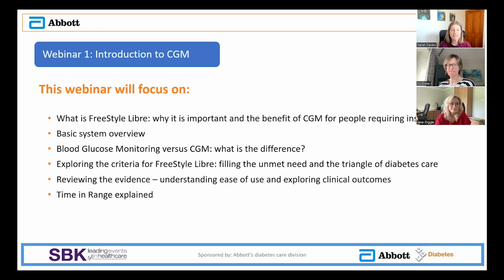We'll talk about the criteria for FreeStyle Libre, and we're going to talk about the triangle of diabetes care. What are we trying to achieve? Improving glycemic control, avoiding hypoglycemia, and avoiding too much in the way of glucose variability as well. We'll have a little look at the evidence of benefit. We're starting to gain more and more evidence now, particularly for people living with type 2 diabetes. And we'll also touch on time in range. Definitely a phrase we're starting to hear more and more, I think, in primary and secondary care, and something we need to be familiar with in terms of how it fits into diabetes management.